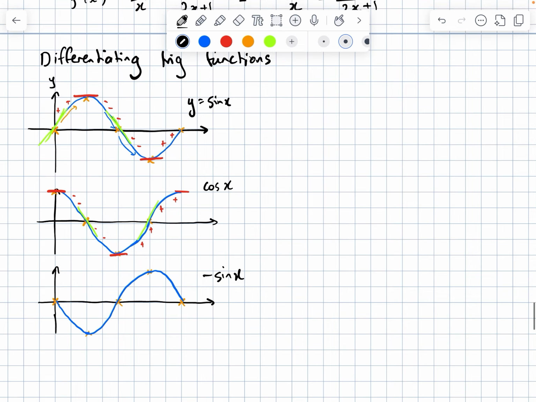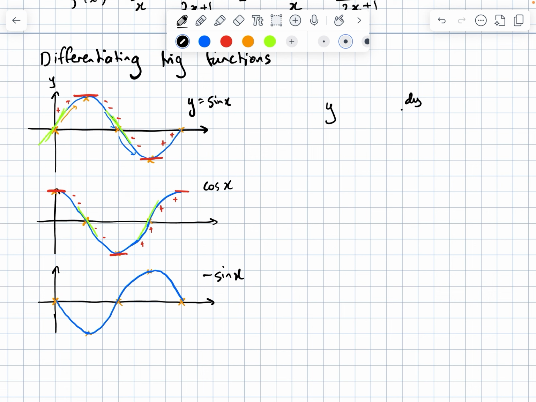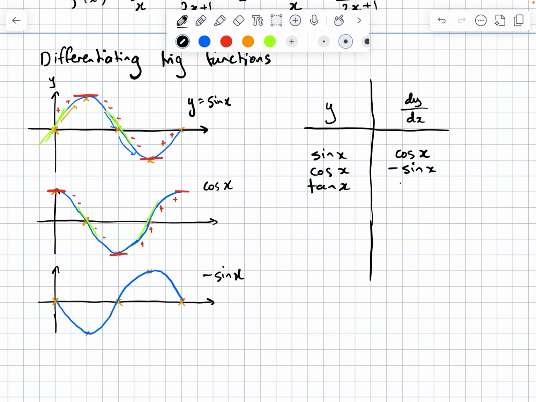You'll be given a formula sheet in your exam, so you don't necessarily need to learn these, but it's useful to know where they are. And so for the 6 ones that we need to know, y and dy dx, we've got our sine x, cos x, and tan x. Well, sine differentiates to cos x, cos differentiates to negative sine x, and tan differentiates to sec squared x. Later in the topic, I'll show you where that comes from.